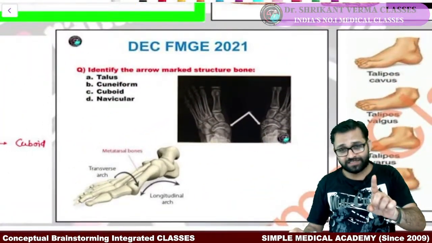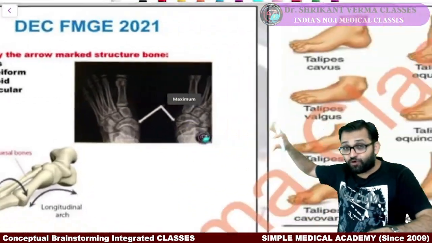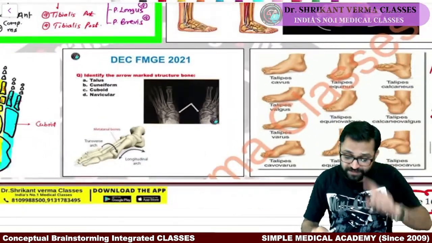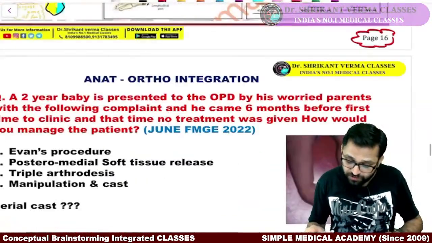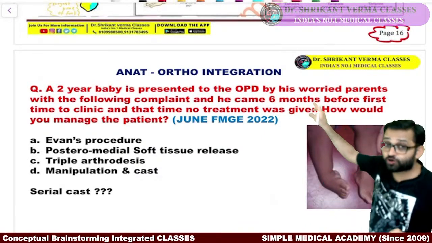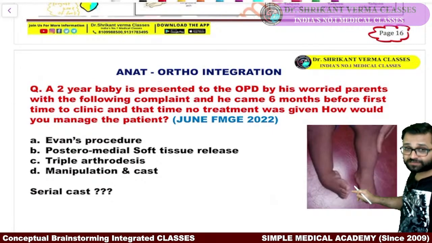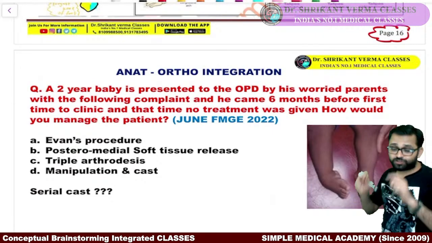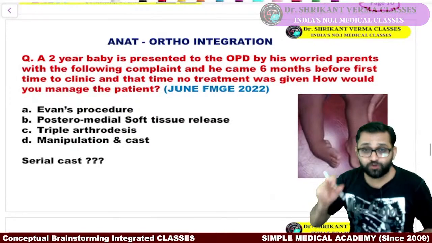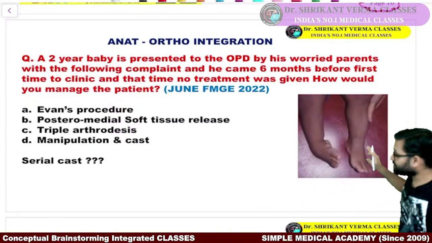At the time of the lecture, I told you there would definitely be one question from the foot bones, because it is related to the arches of the foot. This time a direct question was not asked from anatomy, but an anatomy-orthopedics integration on congenital talipes equinovarus was asked. So look at this question in your orthopedics. Without the knowledge of the bones of the foot and the arches of the foot, you cannot understand this topic.